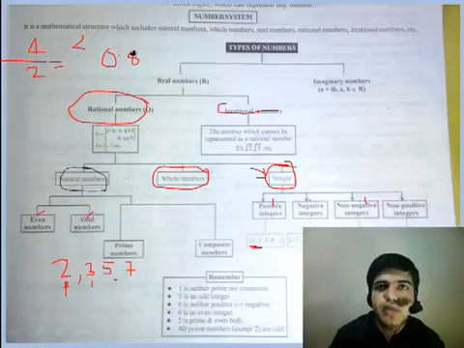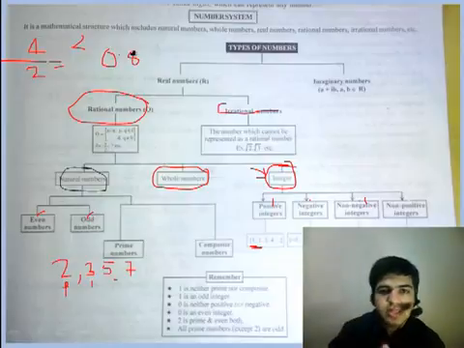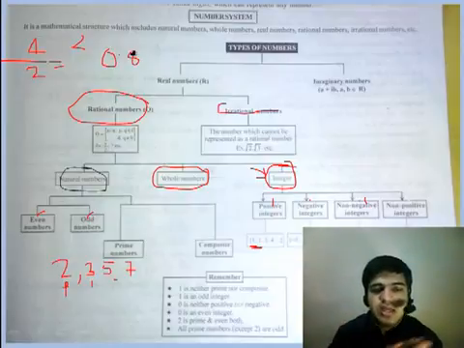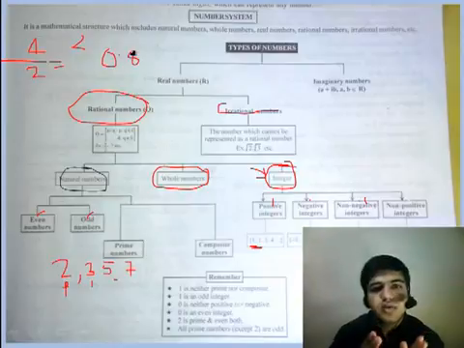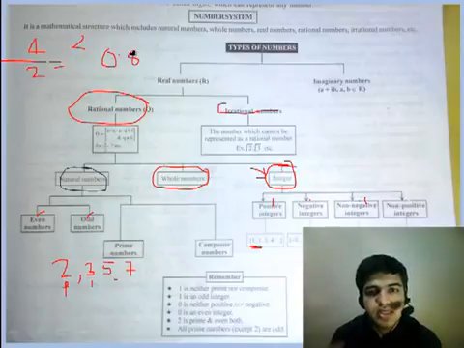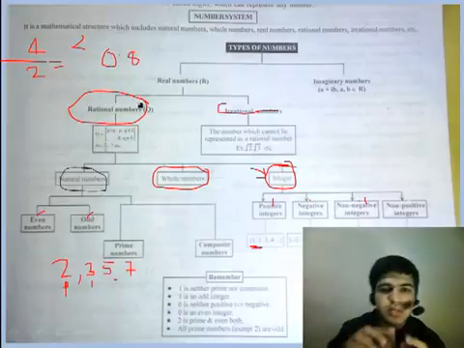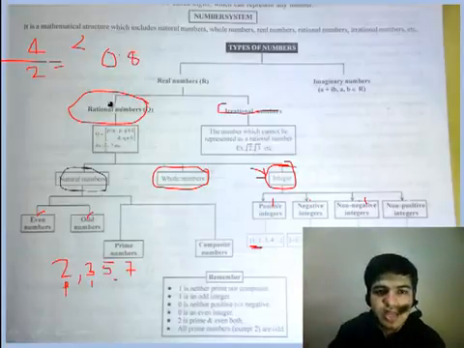Another example, if I take 2 upon 4, that would be 0.5. This number comes to an end. And in other terms, if I consider 2 upon 3, it would be 0.666666 and it would be recurring. When the number is recurring, we term it as a rational number.